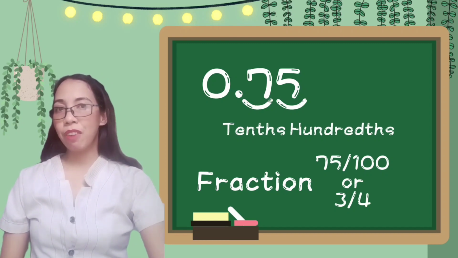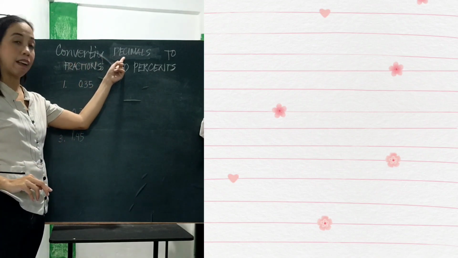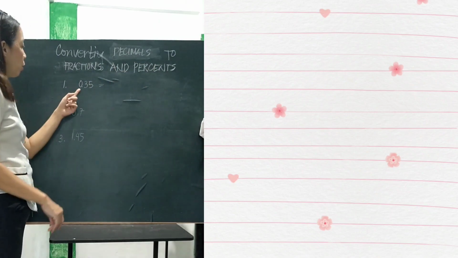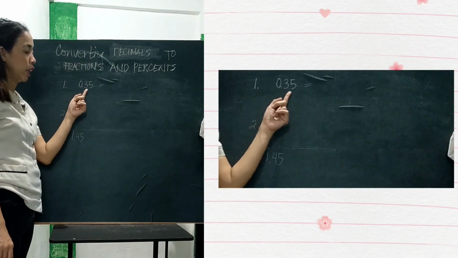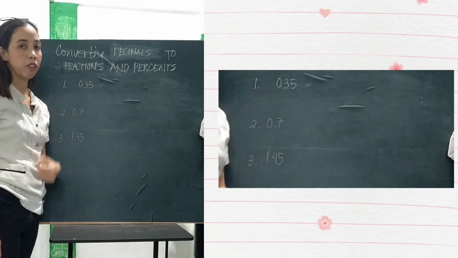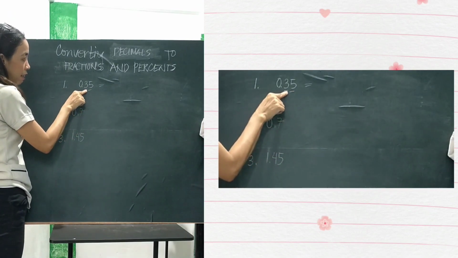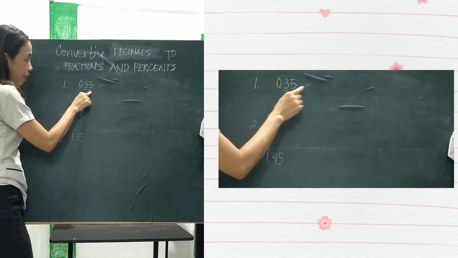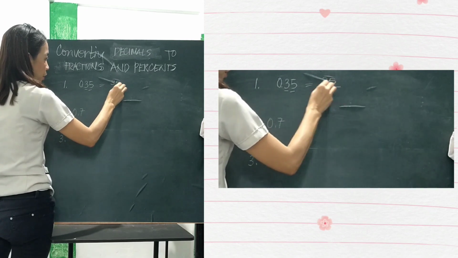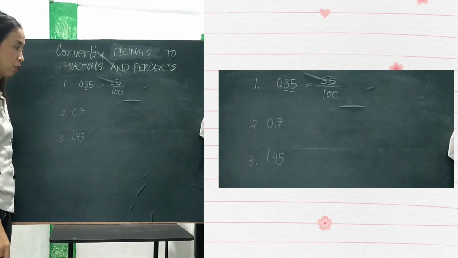Okay, so let's try another examples. Okay, so let's try to convert decimals to fractions and percents. Number 1, 0.35. How do we convert this into fractions and percents? So, we have two decimal places. This is tenths and hundreds. So, our fractional part will be 35 over 100. That will be our fraction.